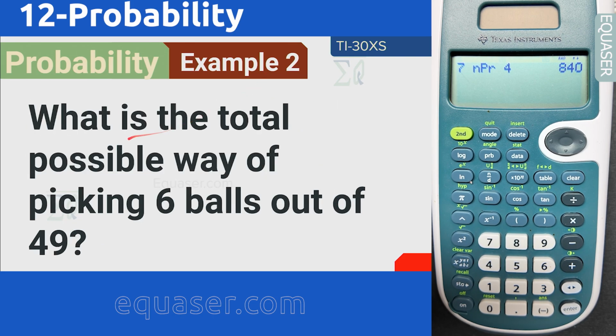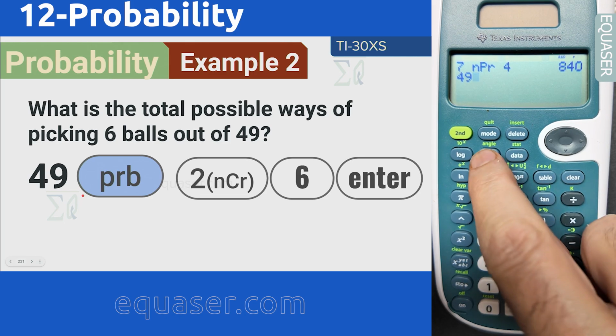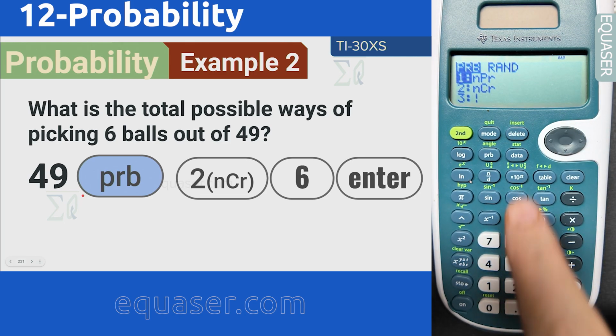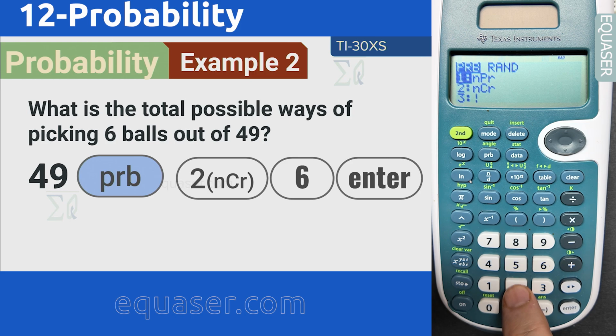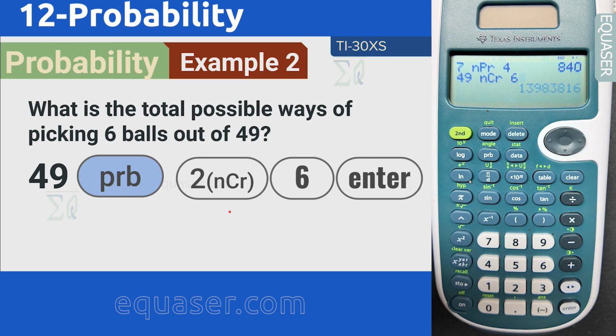Now example number 2. What is the total possible way of picking 6 balls out of 49? This is used in lottery. So 49 and then PRB, this time number 2, NCR, and then 6. So that means 6 out of 49. Press enter. As you can see, it shows 13.98 or 14 million possibilities.